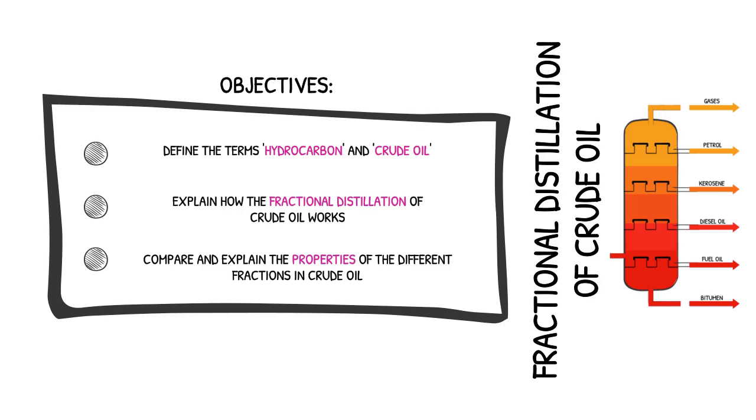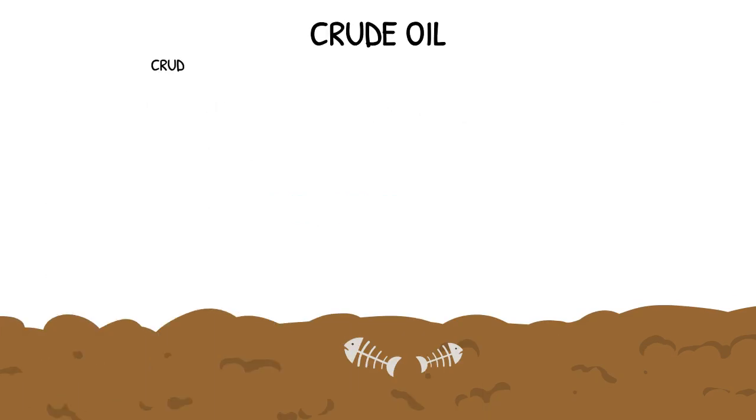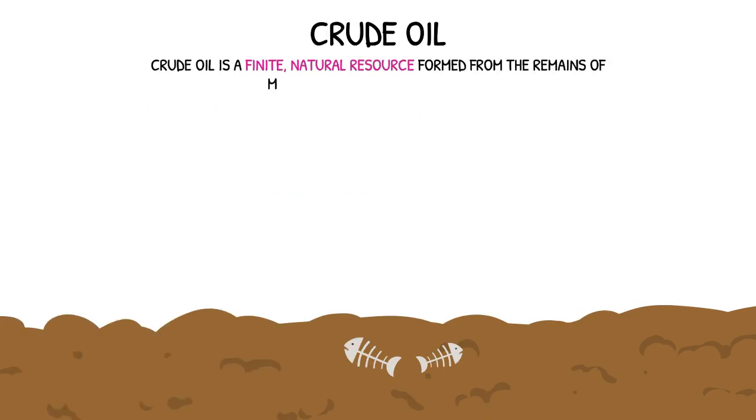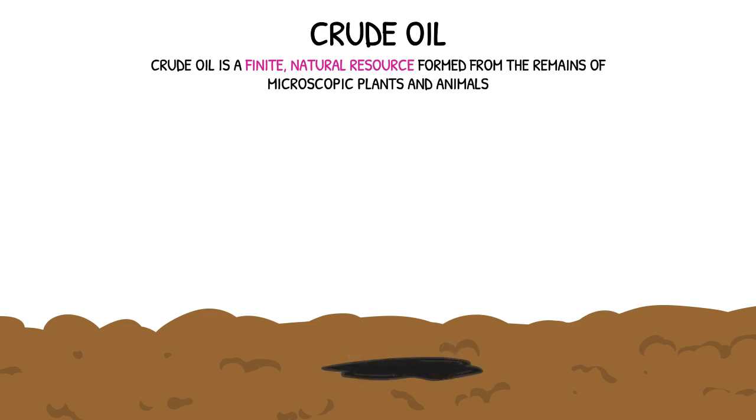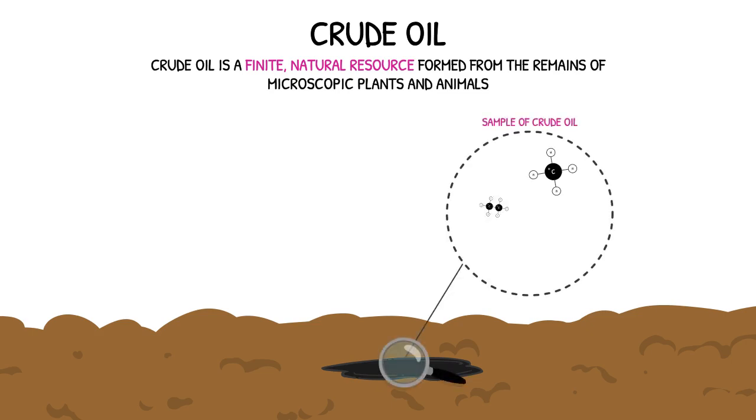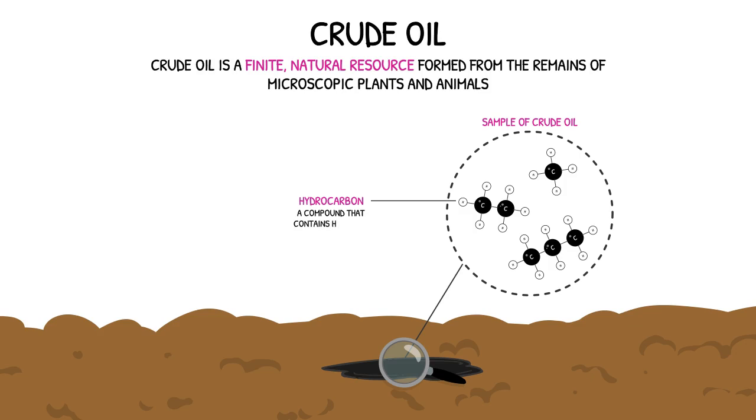So, let's go! Crude oil is a finite natural resource formed from the remains of microscopic plants and animals that have been buried and subjected to high pressure and heat over millions of years. Crude oil is a complex mixture of different compounds, the majority of which are hydrocarbons, which, as the name suggests, are compounds containing hydrogen and carbon atoms only.